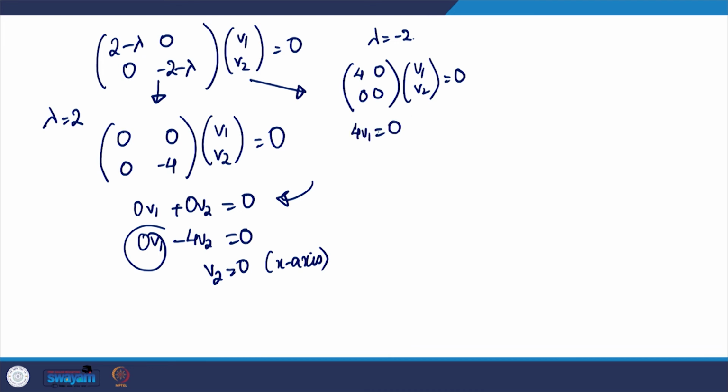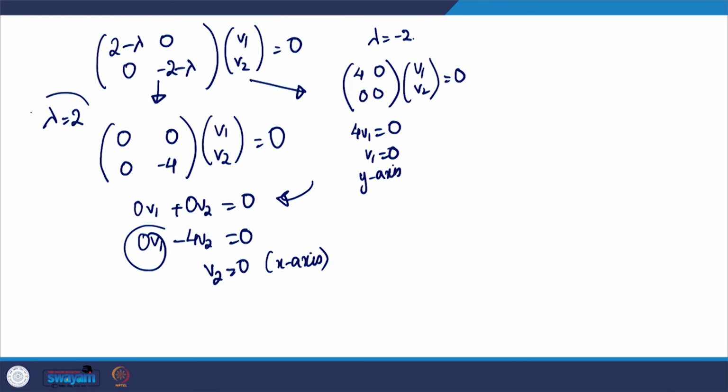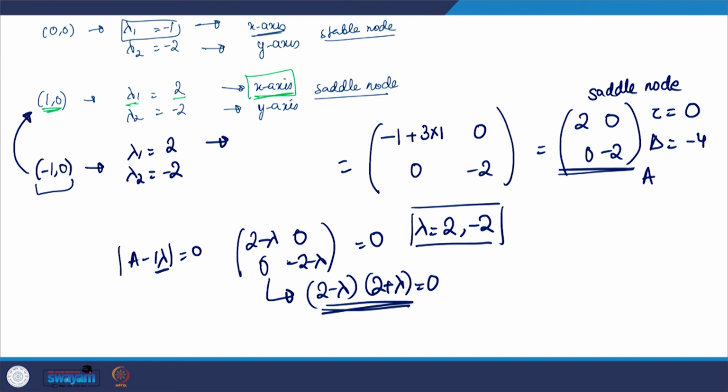So, what we end up with is that V1 is equal to 0. When V1 is equal to 0, it means that this is coincident with the y axis. So, if we go back to our slide here, we can say that this lambda 1 is equal to 2 is coincident with the x axis, and lambda 2 is equal to minus 2 is coincident with the y axis. So, you see that quite literally 1, 0 and minus 1, 0 are mirror images of each other. Both have saddle node, both have exactly the same eigenvalues and corresponding eigenvectors.